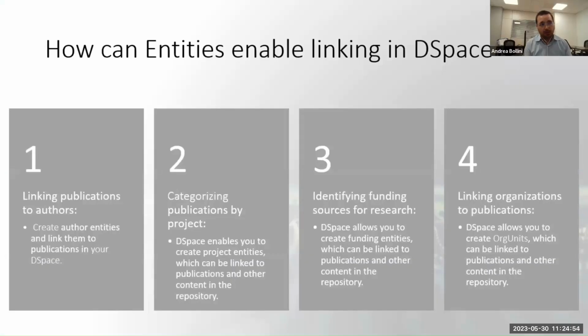So how can you enable linking in this space? Where should you start? Of course, for sure, you should start from the publication. That is the basic piece of information that almost all DSpace repositories hold. And you should start to identify authors. This is to overcome the problem of disambiguation of author names and to accurately identify the contribution of each researcher.